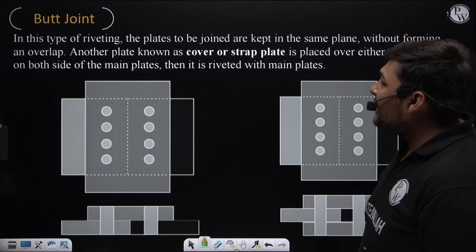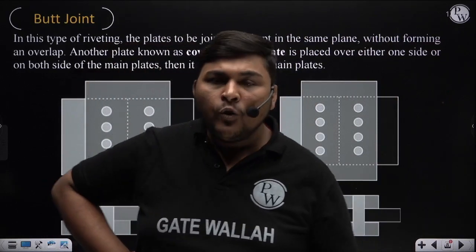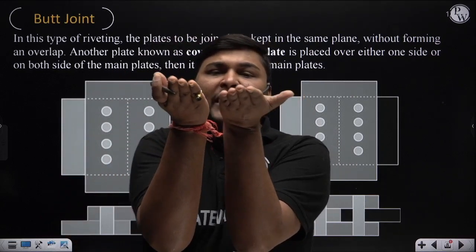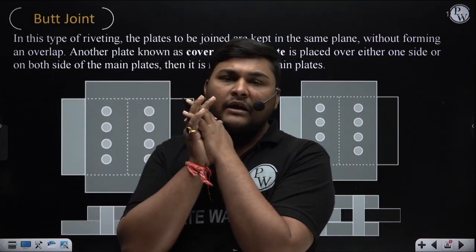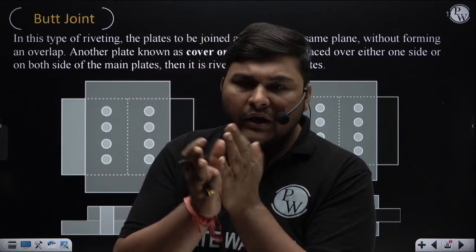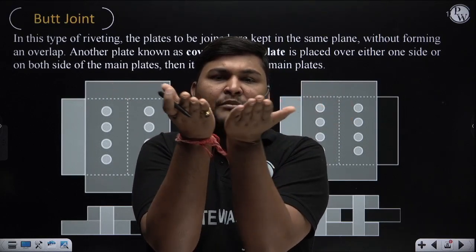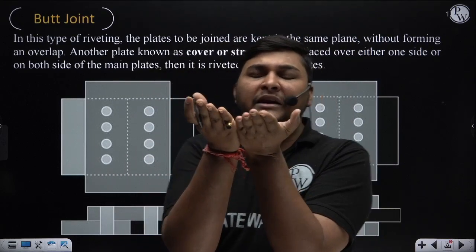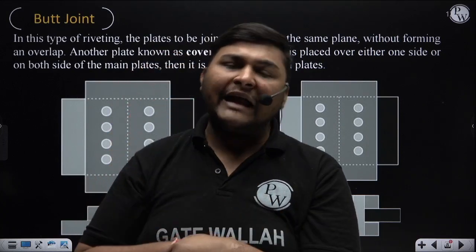Now the second one is butt joint. When I was explaining welded joint, I already explained what is butt joint. Suppose I want to connect A and B through butt joint. Butt joint means plate A and plate B should be in the same plane. If the two plates which we want to connect are kept in the same plane, that joint is known as butt joint. Now if we connect plate A and B, after keeping them in the same plane, through weld, then that joint is known as butt weld.